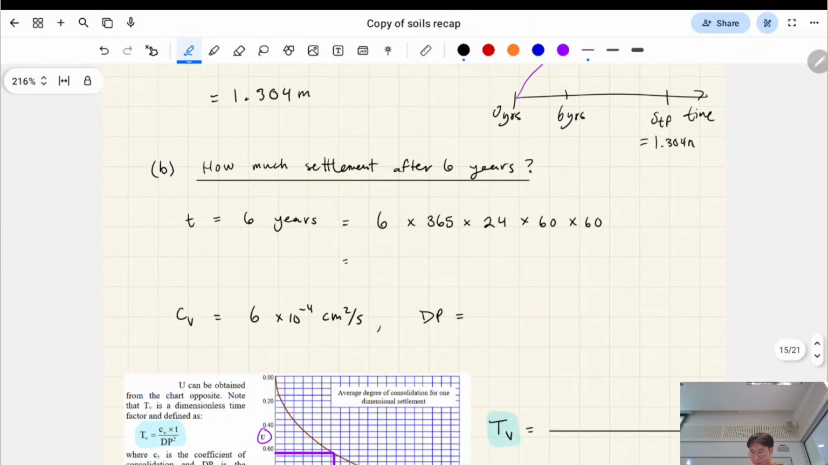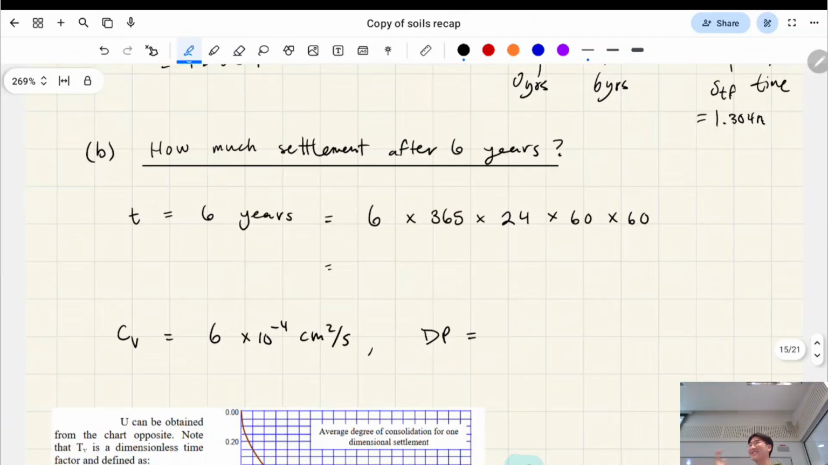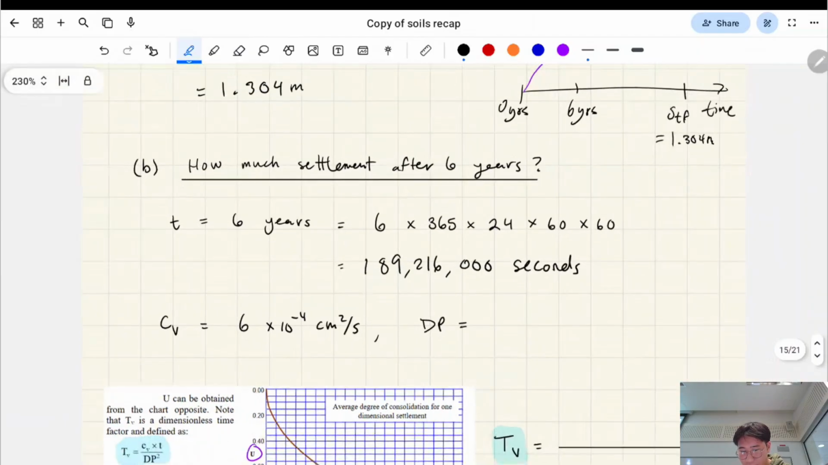Yeah. So now we have to convert 6 years to seconds because the rates are to do with seconds. So you punch all this in the calculator. Everyone knows where those numbers are from, right? Like 365, 24, 60, 60. Okay, cool. That gives us this number in the calculator in seconds.